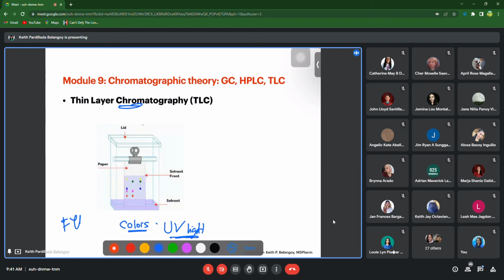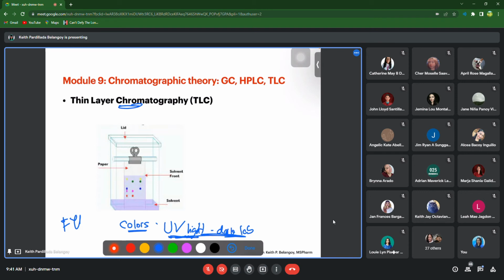It can still be separated, however, after you separate, you cannot see anything. You have to have a UV light, and you have to perform this inside a dark laboratory, so that you can see the separation. Okay? So, thank you for that one.